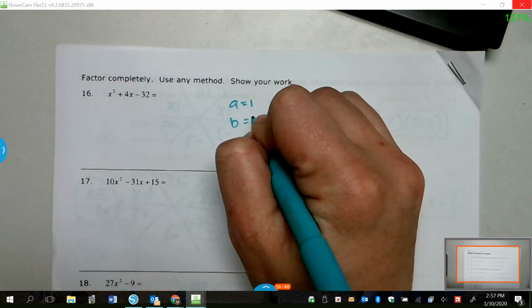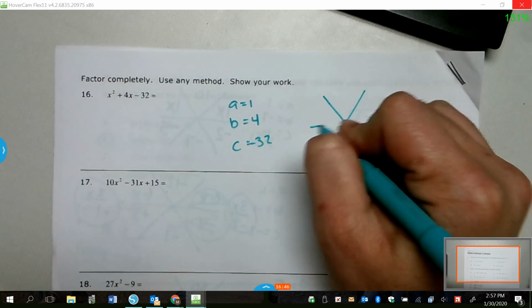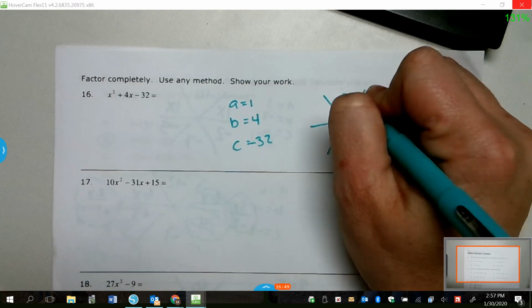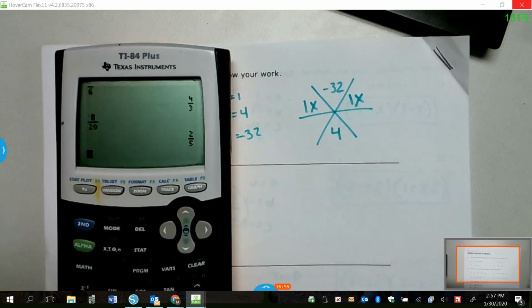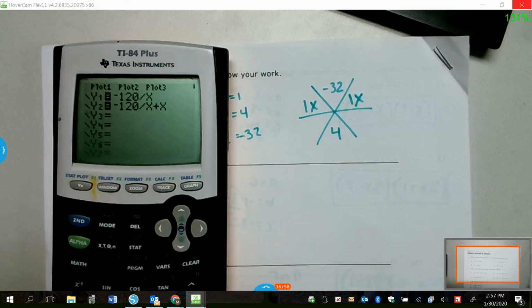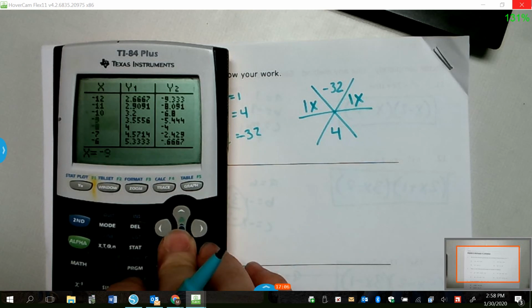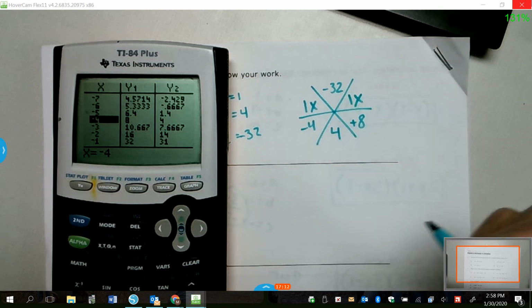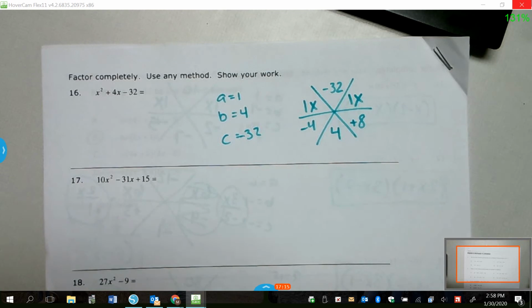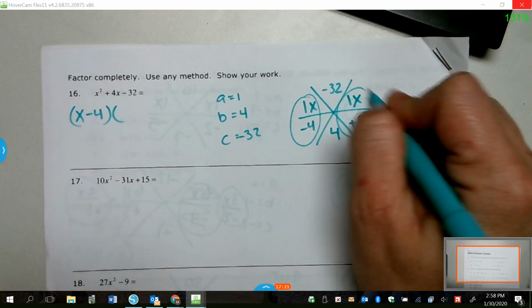They don't all have an x, so we can't take out an x. That's a negative, by the way. 1 times negative 32 is negative 32. B is 4. Negative 32, divide x, plus x. And we're looking for positive 4. There it is. So negative 4, positive 8. Okay, so my answers are x minus 4, x plus 8.